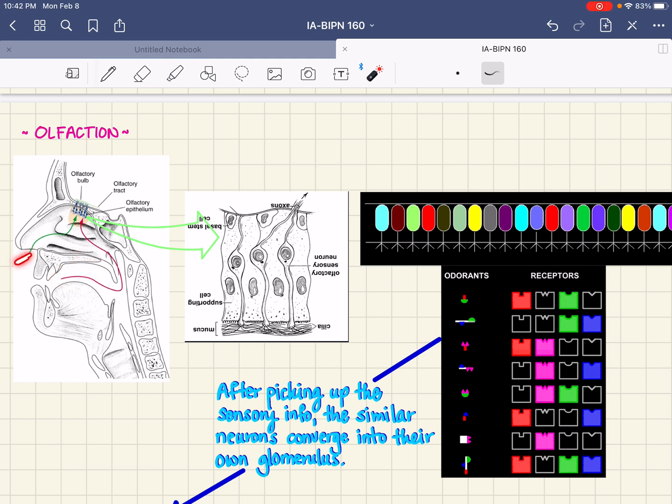Sorry, you have to look at the slides because it has escaped my mind. But there are two pathways to get to the sensory cells, basically through your nose and through your mouth also.